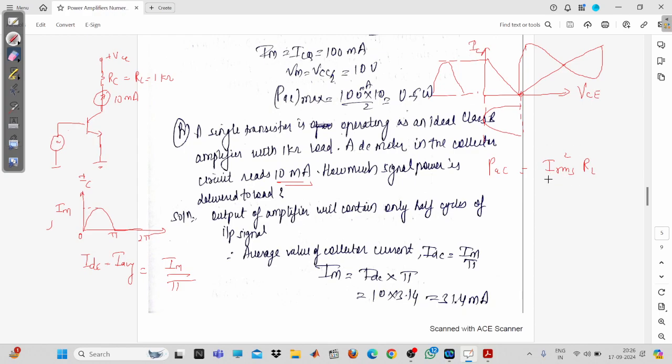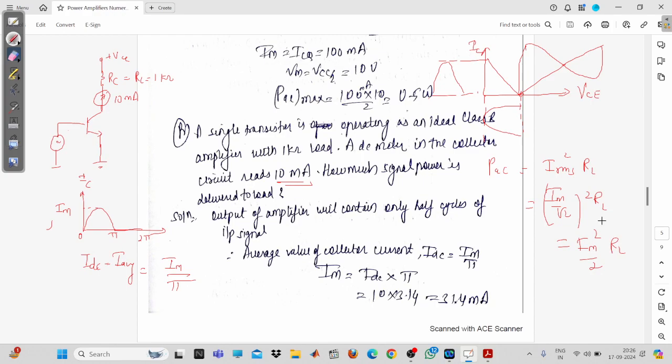It means that you will have to convert this into the peak value, because I think some relation has been there, that is Im by pi. So from here you can get the peak value. So here what is to be written is Im upon root 2 whole square.